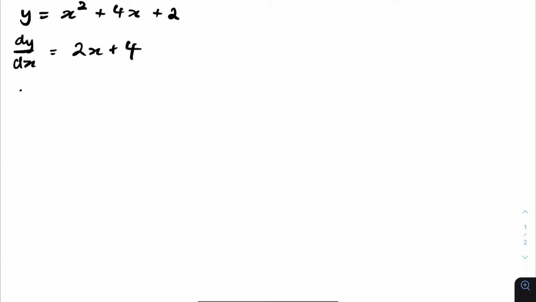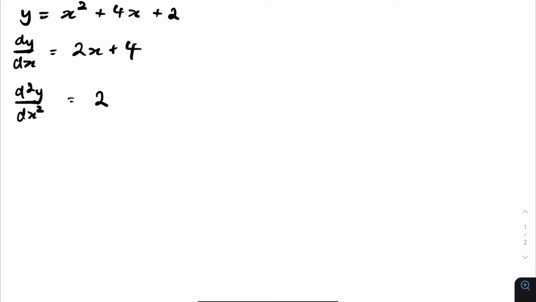So you start off with a function. Let's say it's y equals x squared plus 4x plus 2. The first derivative of this function would be dy over dx, which would give us 2x plus 4. And then the second derivative, which is written as d squared y over dx squared, would be just 2, because it's differentiating 2x plus 4, which is our first derivative, to get our next derivative.